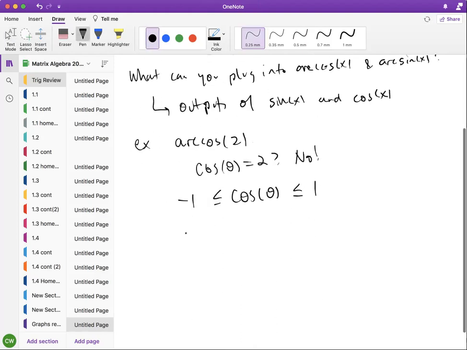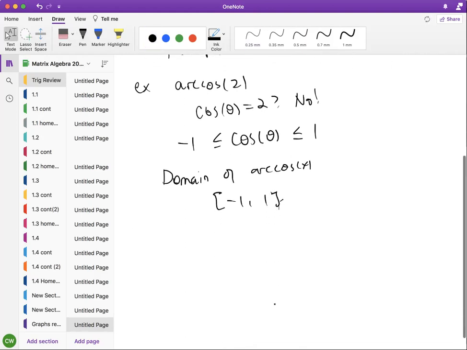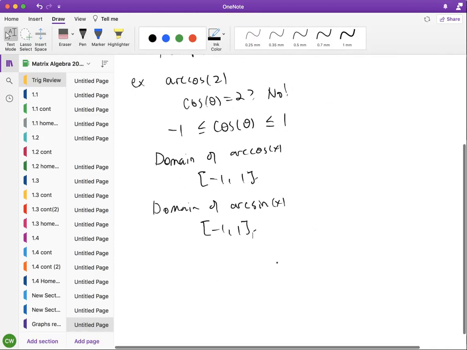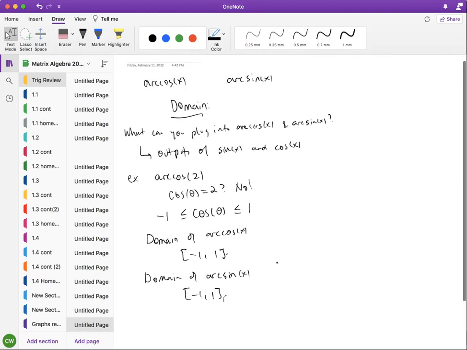So that forces the domain of arc cosine to be -1 to 1. Similarly with sine, the domain of arc sine is between -1 and 1. All right. So does that make sense about the arc functions, inverse functions?